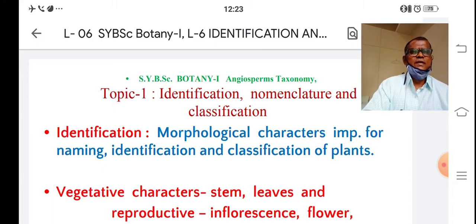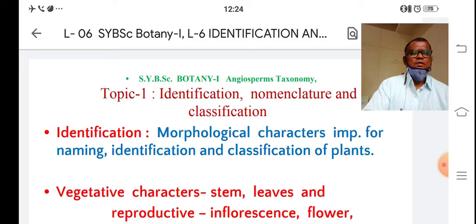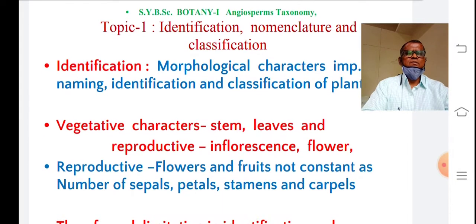Morphological characters are important for the naming, identification, and classification of plants. What is morphological? Morphological is nothing but the external characters of the plants, right? Leaf, stem, inflorescence, flowers. We may divide these characters into vegetative characters, such as the stem and leaves, and reproductive characters, the inflorescence and the flower of the plant.